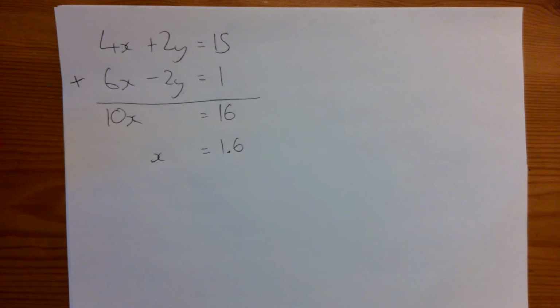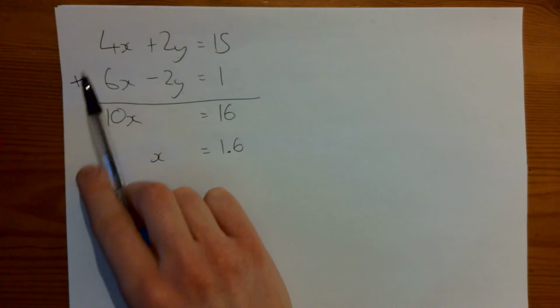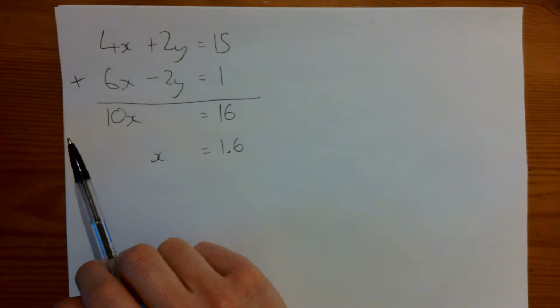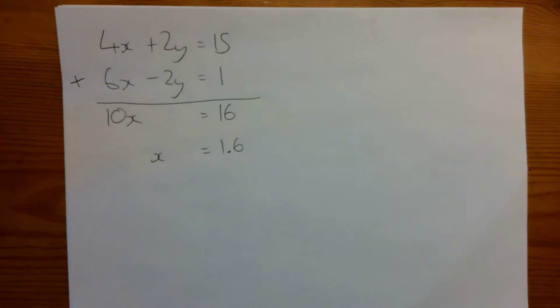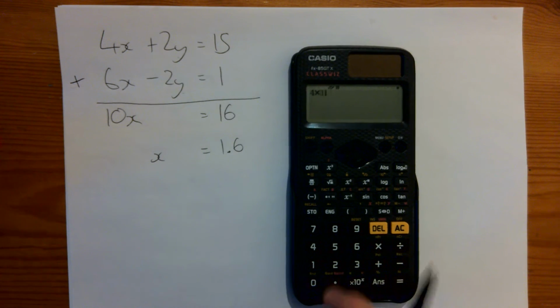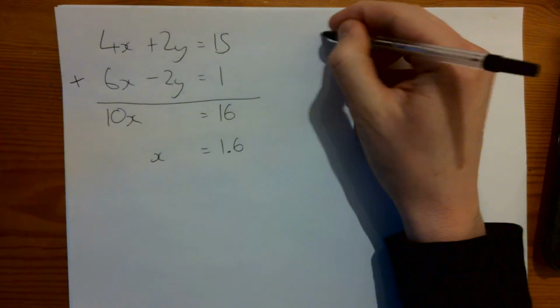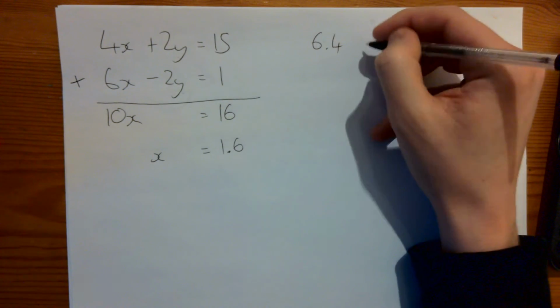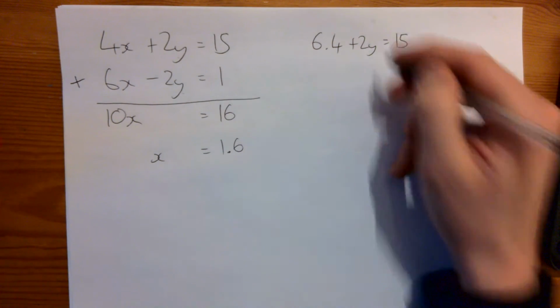Now I need to put it back in to get my y value. Again, I'm going to pick the top one on this one because I think it's probably a slightly easier equation. I've got a small amount of x. I've got a positive y, more importantly. So 4x, well I know that x is 1.6. So 4 lots of x is going to be 4 lots of 1.6, which is 6.4. So 6.4 plus 2y equals 15.